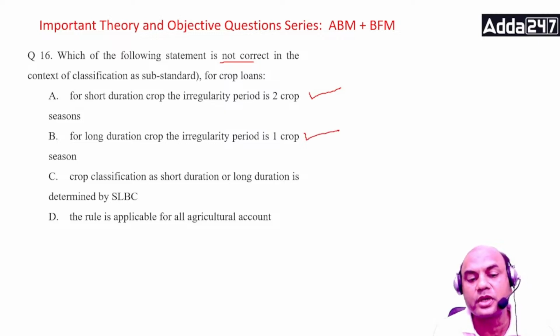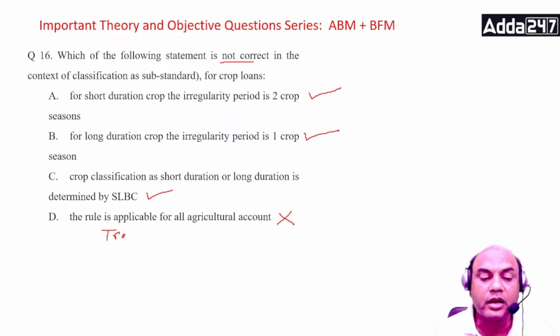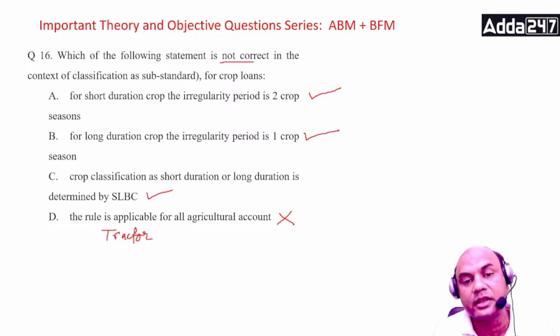Crop classification as short duration or long duration is determined by SLBC. That is also correct. The rule is applicable to all agricultural accounts. That is wrong. What do you mean by this? The rule is applicable to all. It means if I take a tractor loan, then also it is applicable. If I take a housing loan under agriculture as a farmer, then also it's applicable. So it's not. The important point is that the rule is applicable only to those crops. All the above three are correct, but it is not applicable to other agricultural accounts.